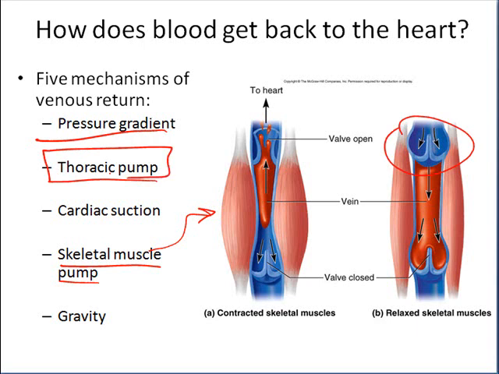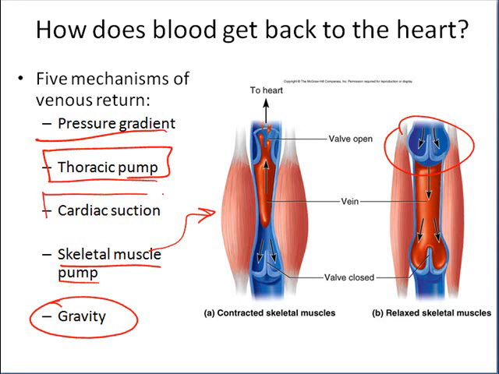Your diaphragm in and of itself, the contraction and relaxation of your diaphragm below your lungs, also helps to produce a pumping motion that helps move venous blood upward. Gravity can assist in the movement of blood back to the heart if we're talking about places like your head and your neck and your shoulders. So we can use gravity to help us.